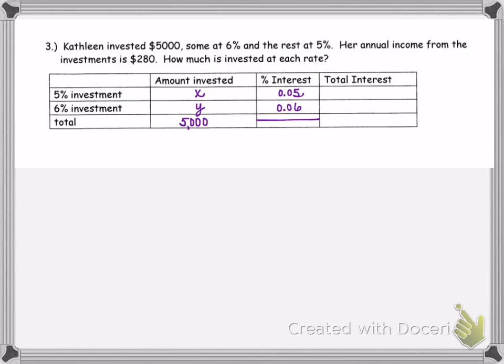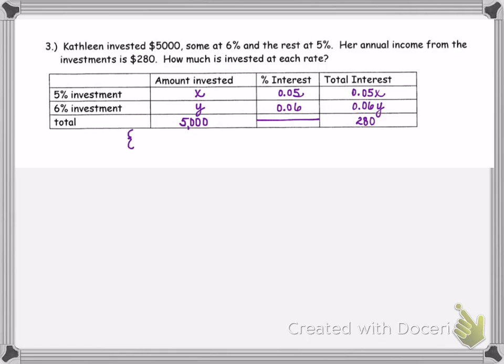We don't know how much of each she invests, so we're going to call one x and the other y. Then multiplying across in our last column, we're going to have 0.05x and 0.06y. And it tells us that she earns $280. And remember, that doesn't mean what's sitting in her account after the year. It means the extra money she earns from the interest. Our two equations here are going to be from the last column and the first column.